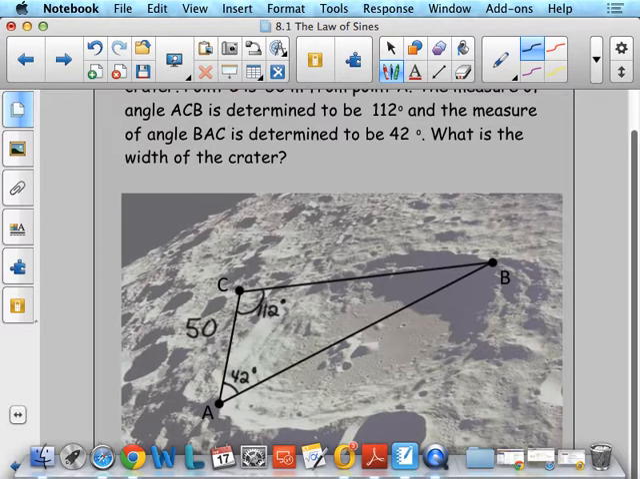We want to know the width of the crater. So the width of the crater is from point A to point C, or to point B, I'm sorry. So we're looking for this distance right here. Okay, we know it's A to B because if you go to the beginning, it says points A and B are on opposite sides of the crater. So we want to know that distance right there. So if we fill in the pieces we know, capital A is 42. We don't know capital B, and capital C is 112.